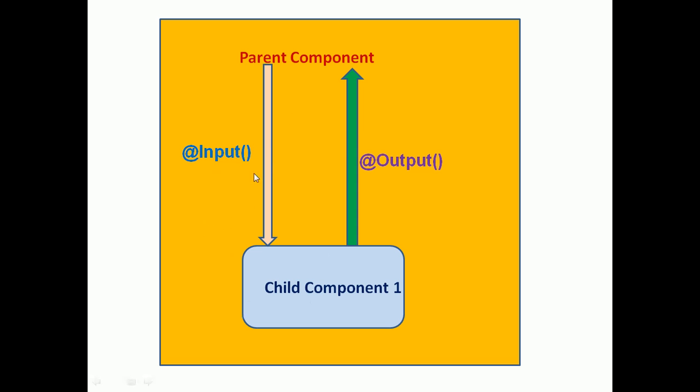This diagram just depicts a very simple use case scenario. I have got a parent component, then I've got a child component. So let us first see how a child component should get data from the parent component. Let us first see that scenario, and that can be achieved by using the @Input decorator.